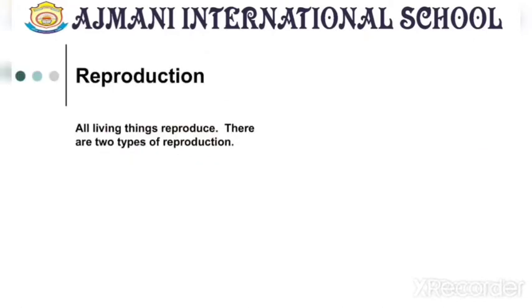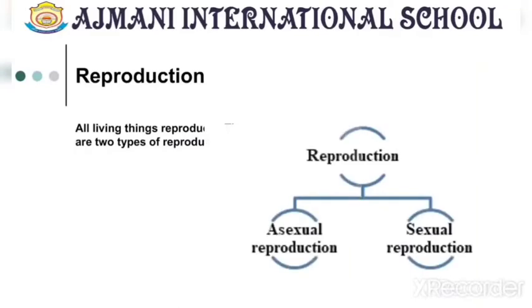A question must be arising in your mind: what does reproduction mean? So, reproduction is a process of producing new individuals of one's own kind, and this process occurs in all the living organisms, whether they are plants or animals. Reproduction is of two types, asexual reproduction and sexual reproduction.